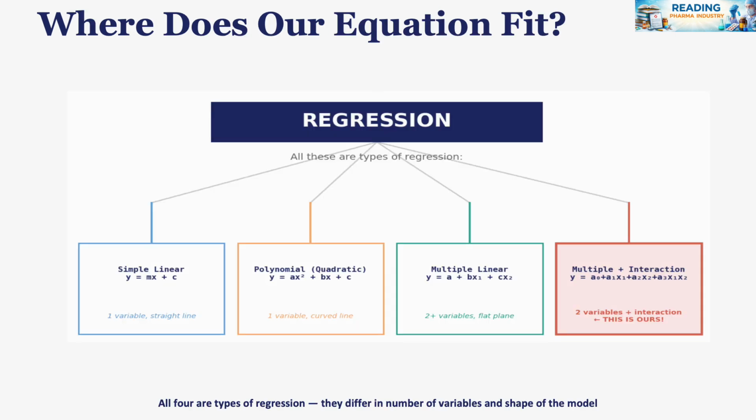So where does our equation fit? All of these shown here are types of regression. Simple linear, one variable, straight line. Polynomial, one variable, curved line. Multiple linear, two variables, flat plane. Multiple with interaction, two variables, twisted surface. So ours is the fourth type. So multiple regression with an interaction term.